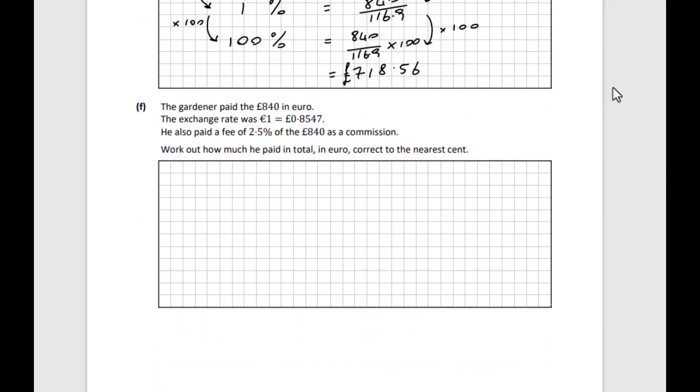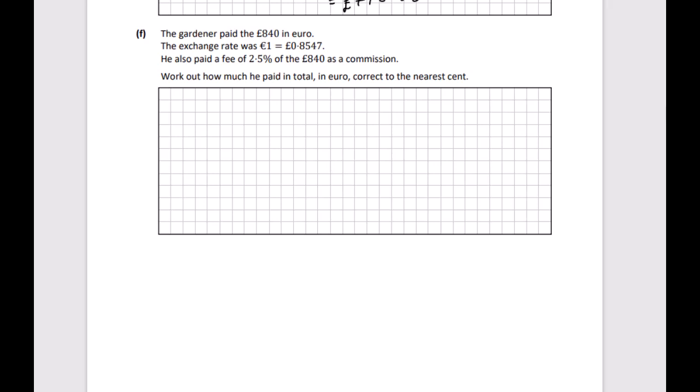Okay, so let's have a look at the next one then. The gardener paid 840 pounds. Paid the 840 pounds in euros. Okay, so the exchange rate was €1 is 0.8547 pounds. He also paid a fee of 2.5% of the 840 pounds as commission. Work out how much he paid in total in euros, correct to the nearest cent.